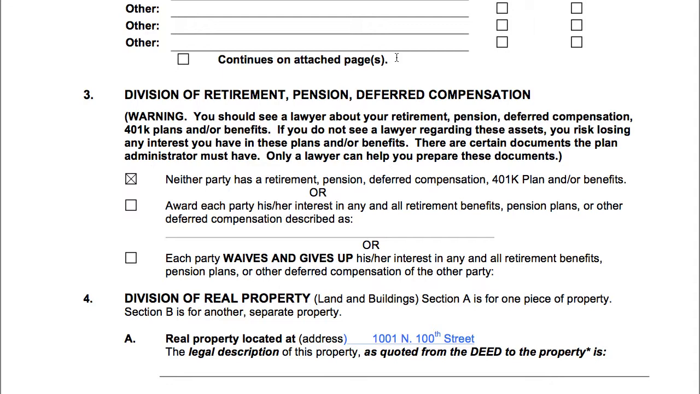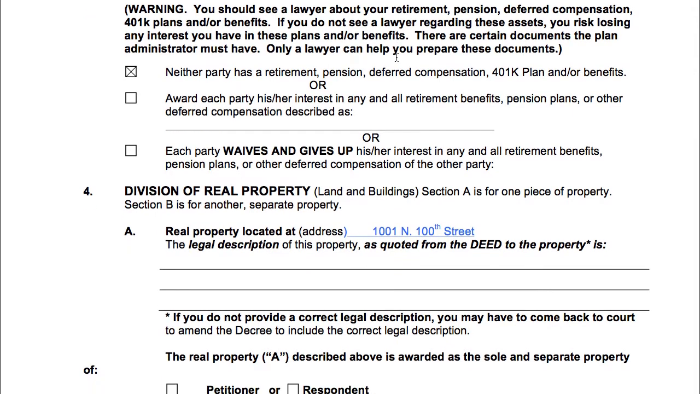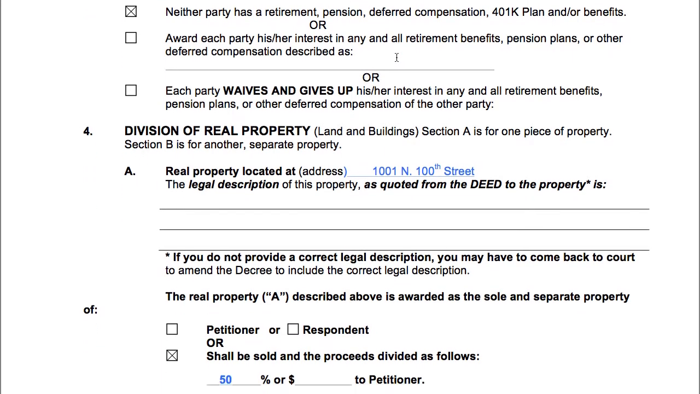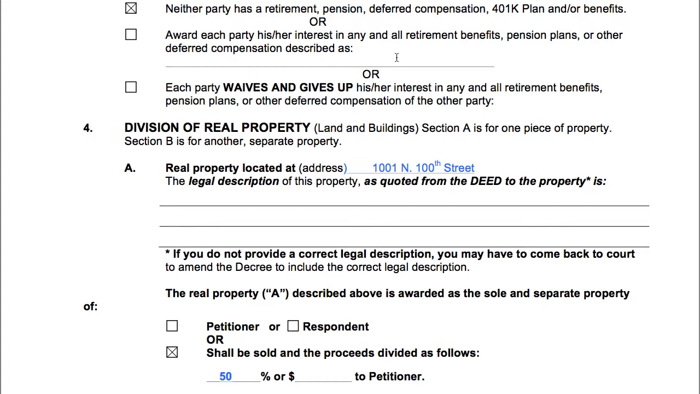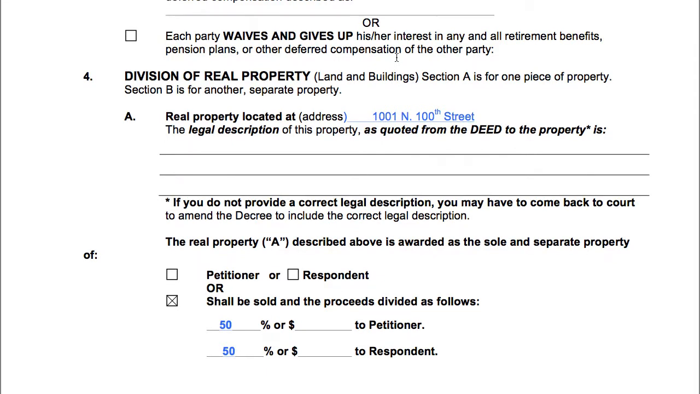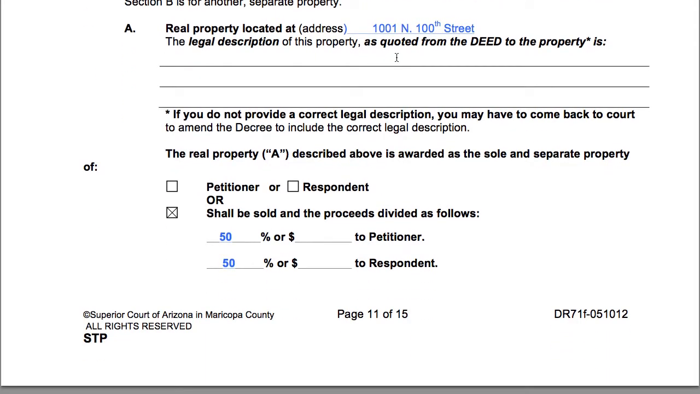The division of your real property, in case you're wondering, real property is real estate. It's property. It's houses. For most people, it's their home. So you'll put a legal description of the property. You can go to the recorder's website and find that, or you can look at your deed and find that and describe it. Who's going to get it, whether it's going to be sold, who's going to live there.